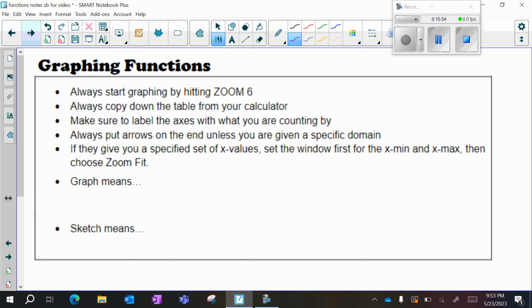Okay, so now we have graphing functions in general. So we always start by hitting zoom 6. That brings us back to our original window. This is the 10 by 10 window, and that's where we start. You always copy down a table from your calculator. And remember, to get to table, we hit second graph.